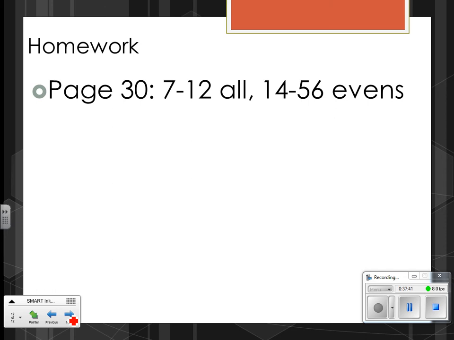I'm going to go ahead and add number 3 to this, but we're going to do it together so we have an example of that. So we're going to do number 3, and then we'll do 7 through 12 all together, and then on your own you'll have 14 through 56. And then this and the assignment from 1-2 are both due on... So the book's on page 30.